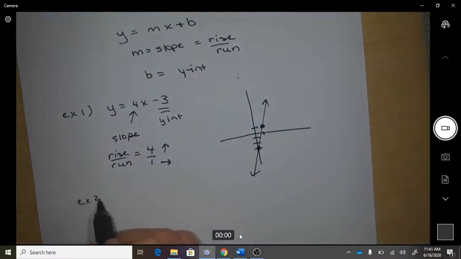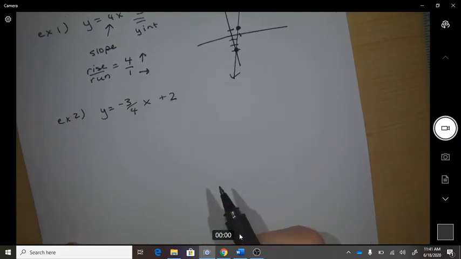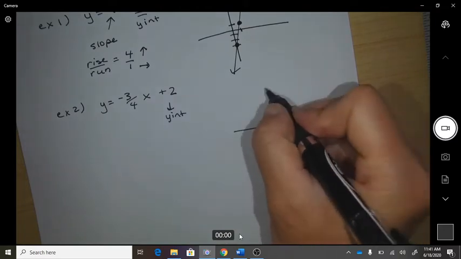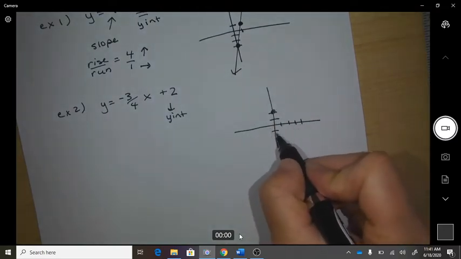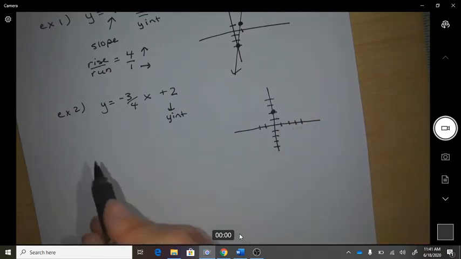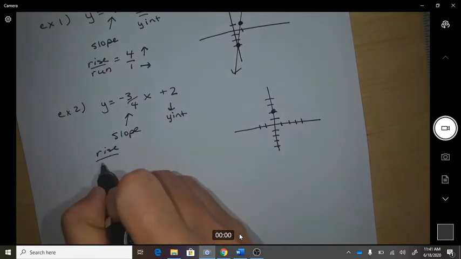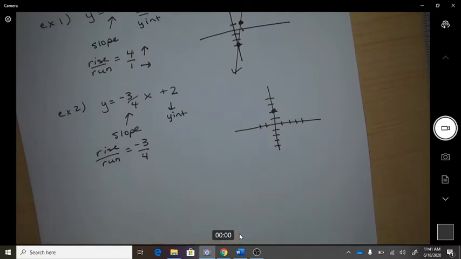Okay, example 2. Y equals negative 3/4 x plus 2. So this is my y-intercept. There's my 2. Now this is my slope, which is rise over run. So negative 3 over 4.